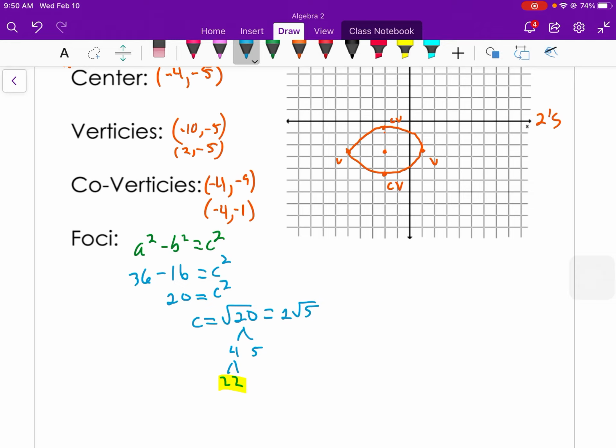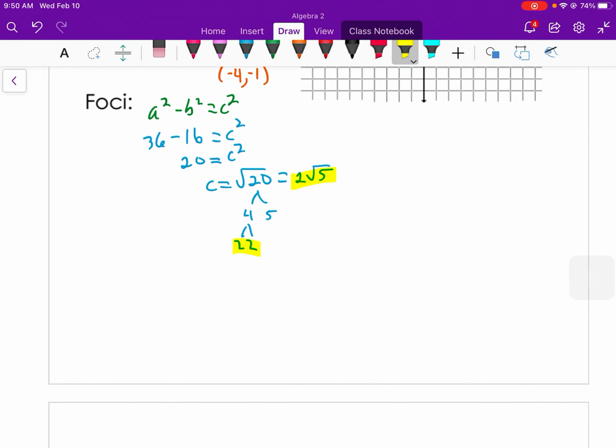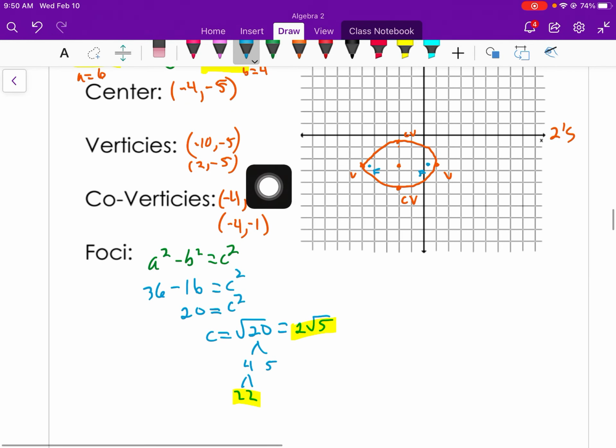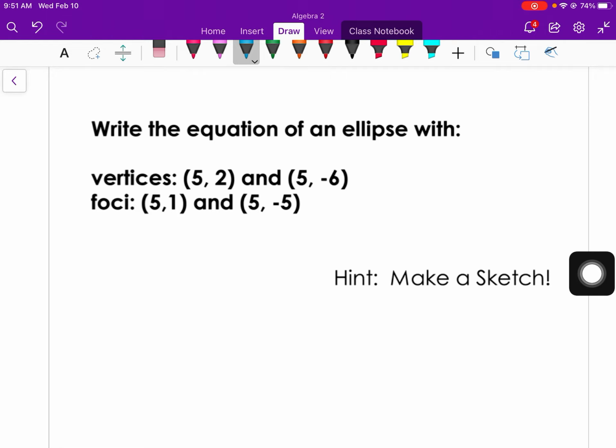On the graph, we're going to move left and right 2 square root of 5 from the center. So that's going to be in between 4 and 5. So 2, 4 will be right about here and here for our foci. When we write those points, we're going to want to use this reduced form. So from the center, we're moving left and right. So the x value is going to move. So it's going to be negative 4 plus 2 square root of 5, negative 5, and then negative 4 minus 2 square root of 5, negative 5. These two are our focus points, and those will be the exact points on the graph.